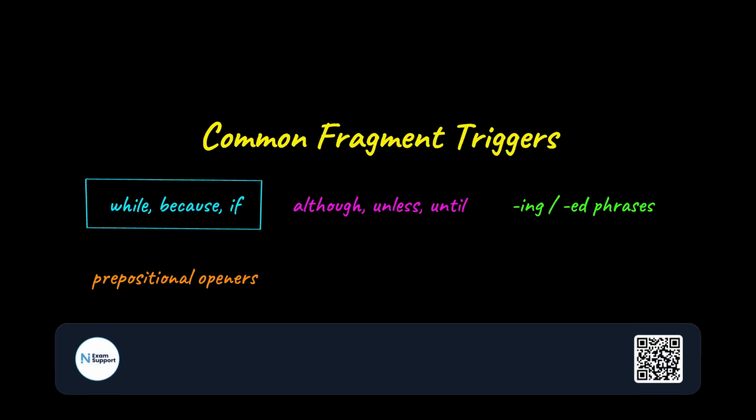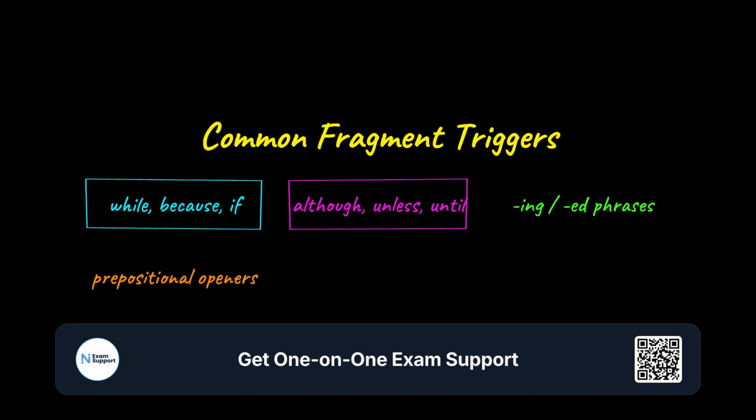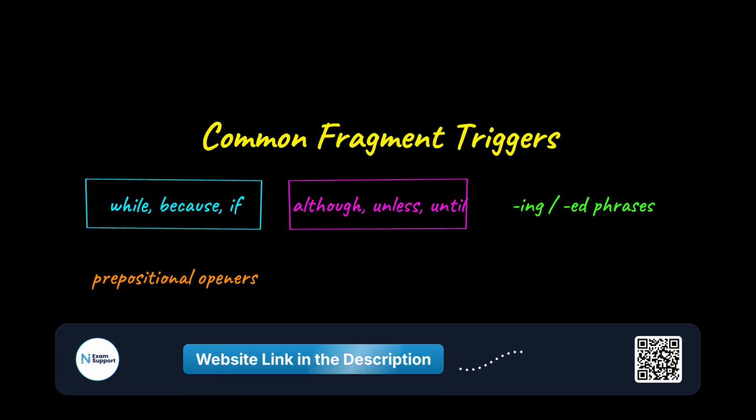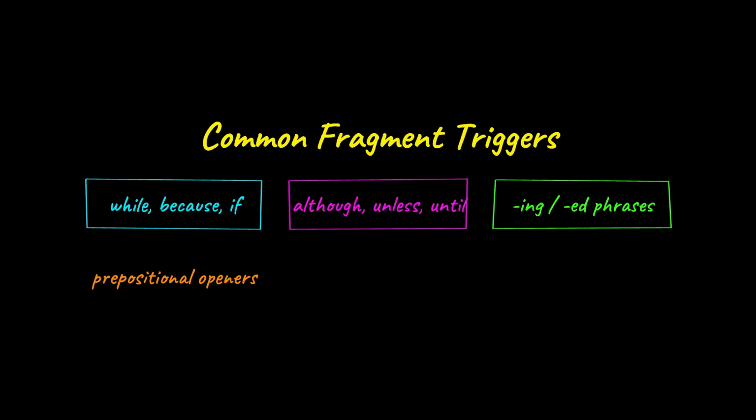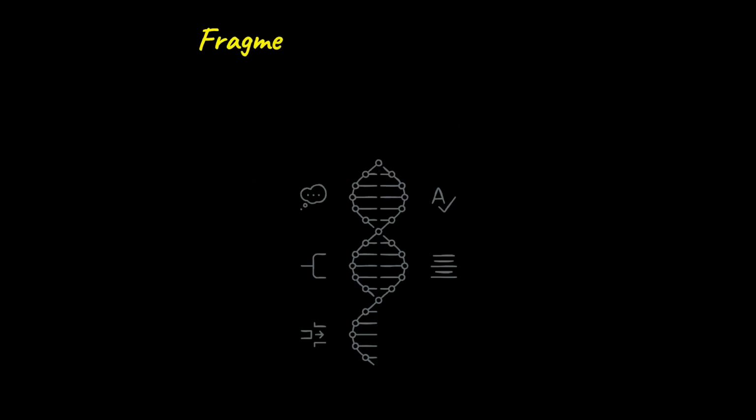The trickiest fragments begin with subordinating conjunctions like while, because, if, although, unless, and until, or with participial phrases beginning in -ing or -ed, or with long prepositional openers. Each of these signals a dependent structure that cannot stand alone. It is always waiting for a main clause to complete the thought.